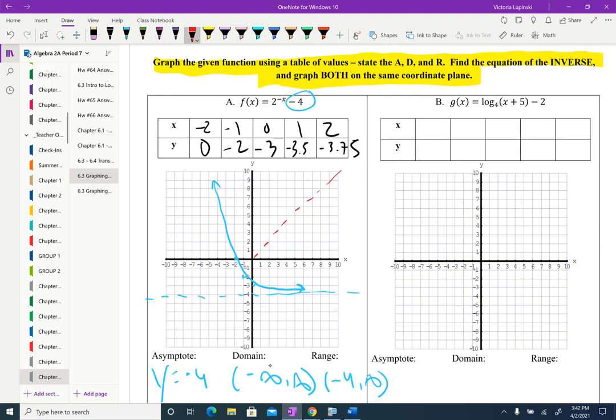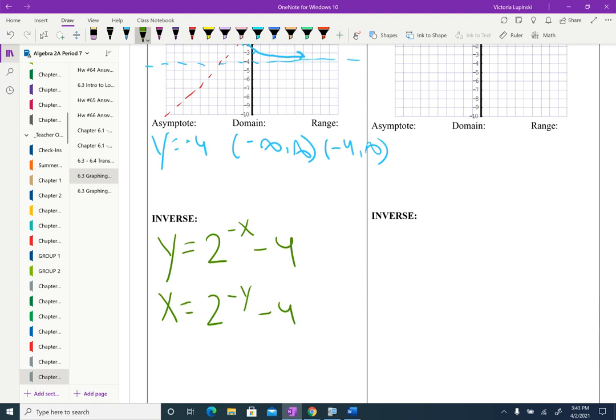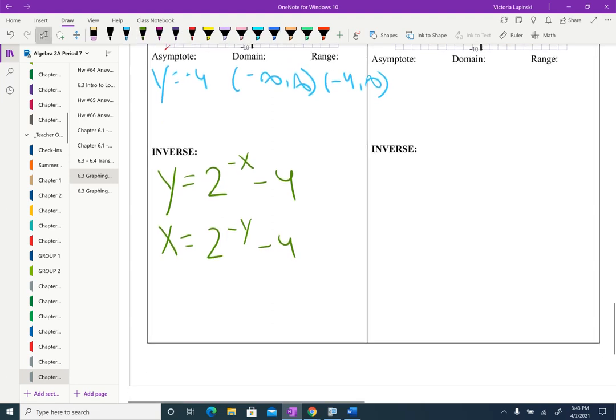Then I'm going to go ahead and dot in the line y equals x. That's just going to help me when I go ahead and do the inverse in a minute. So then underneath, you're going to go ahead and find the equation of the inverse using the same process that we've done the whole time. Step 1, you're going to change the problem from f of x equals to y equals. So y equals 2 to the negative x minus 4. Then you're going to switch the x and the y. So x equals 2 to the negative y minus 4. Now you're going to go ahead and resolve it for y equals.